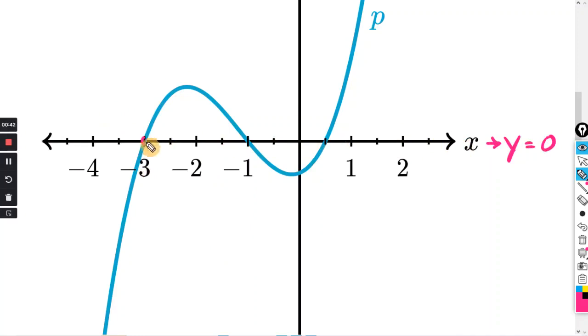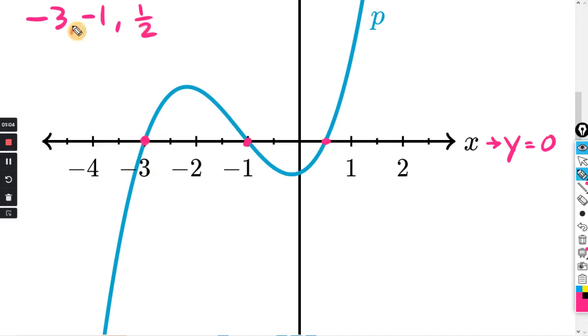So for the zeros right here, we have -3. And then right here we have -1. And then right here we have 1/2. It's between 0 and 1. So I'm going to write 1/2.